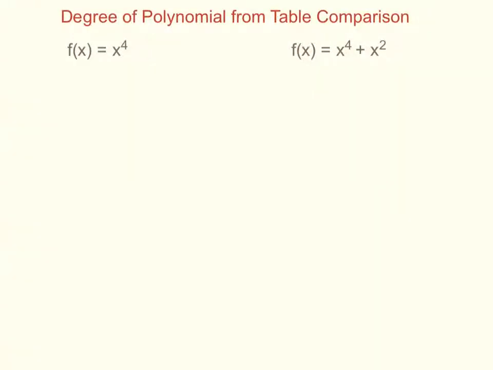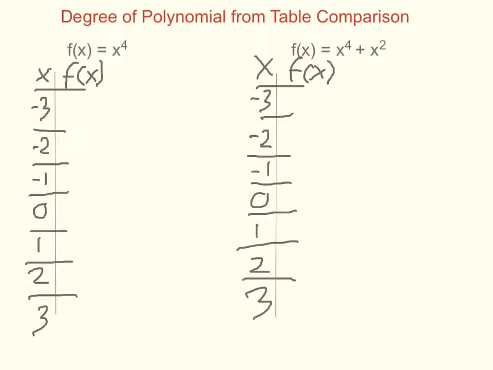To explore the idea of degree based on differences in a table, we're going to look at these two functions and how their data behaves over repeated differences. So I'm going to calculate the table on the left by plugging in values of x into the function. -3 to the fourth power is equal to 81. And I'm going to repeat that for each thing in the table.